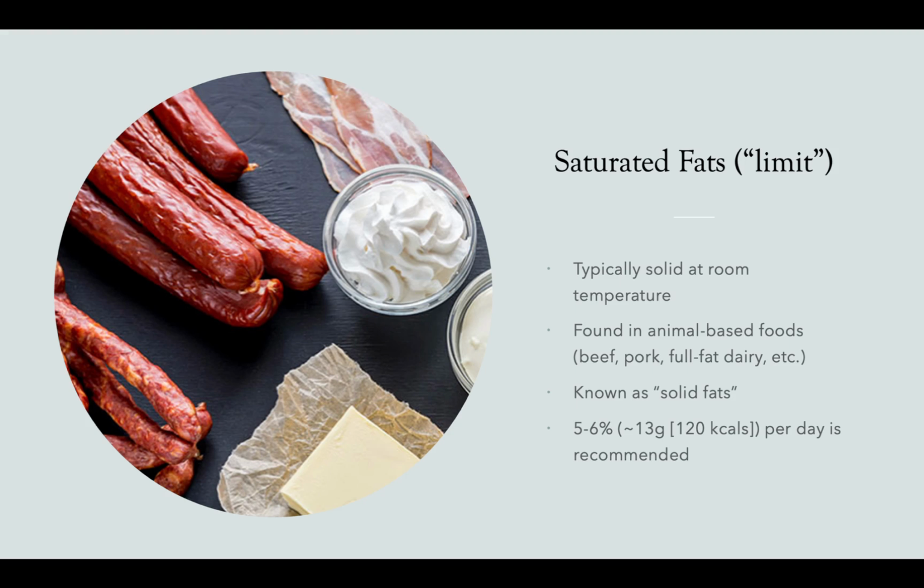So the first type we have are saturated fats. These are fats that you should limit, not eliminate, but limit your amount of. These are typically solid at room temperature. Think like cheese or butter. Obviously, you can see here in the picture, there's sausage links and whipped cream and stuff like that. These are typically found in animal-based foods. So beef, pork, full-fat dairy, etc. And they're known as solid fats because they are usually solid at room temperature. There are a few exceptions, like milk has some saturated fat in it, full fat milk and everything like that, which is not obviously a solid, but most of them are. So they're known as solid fats.